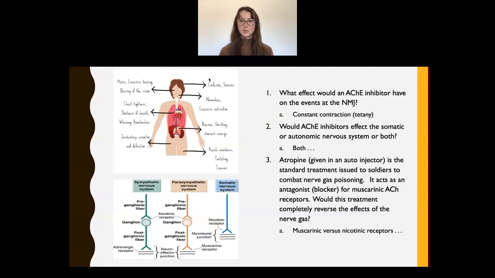So the question is, would this treatment completely reverse the effects of nerve gas? Not completely, because we were only working on those muscarinic receptors, which are only at the bottom of the parasympathetic branch of the autonomic nervous system. So if we had something that maybe worked on nicotinic receptors too and adrenergic, that'd be great.